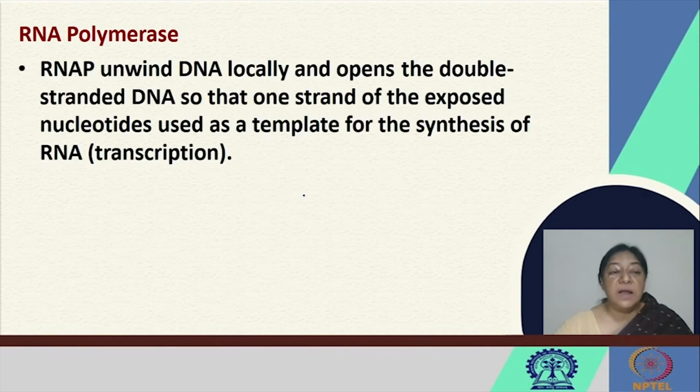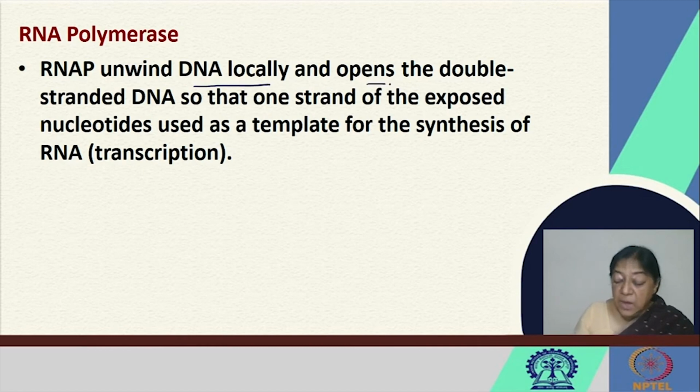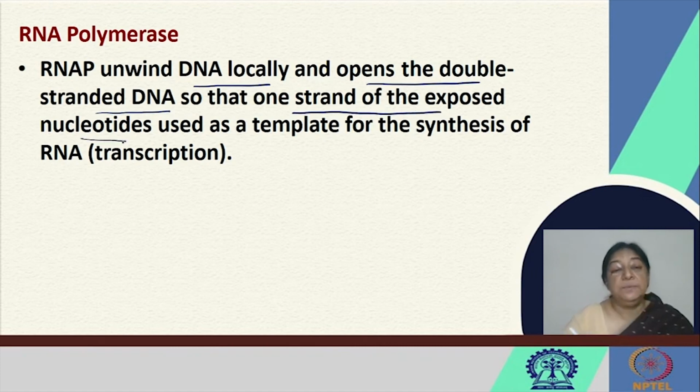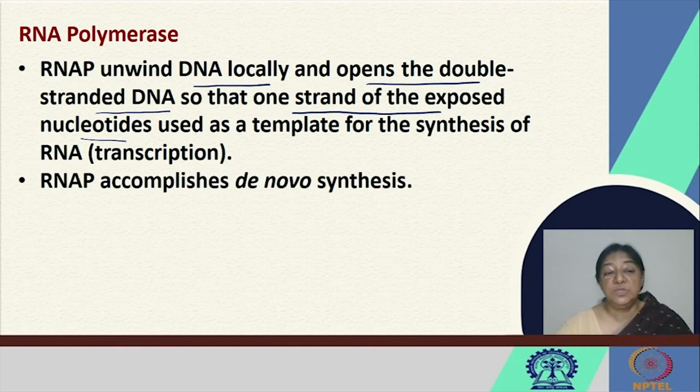In the case of RNA polymerase, these RNA polymerases unwind DNA locally and they open the double-stranded DNA so that one strand of the exposed nucleotides can be used as a template for the synthesis of RNA that is required in the process of transcription. We all know we will have DNA to RNA to protein. So this RNA polymerase comes into the picture.